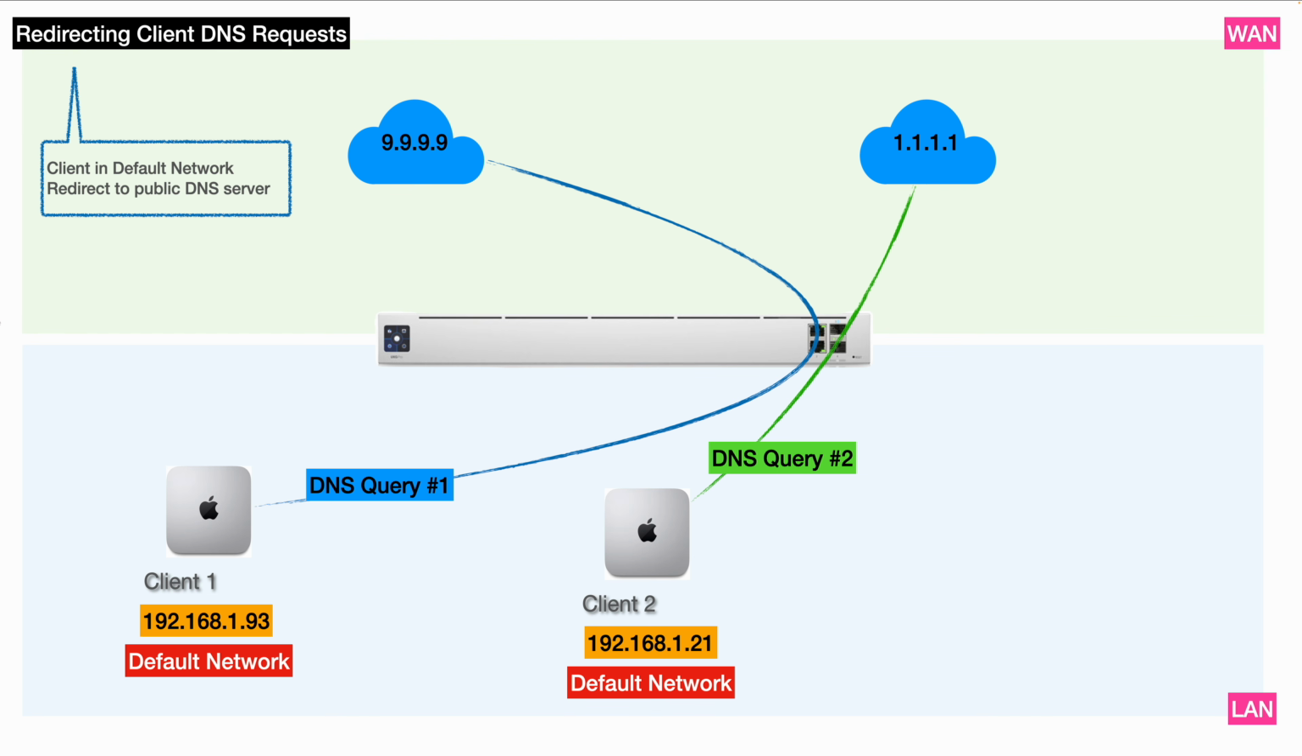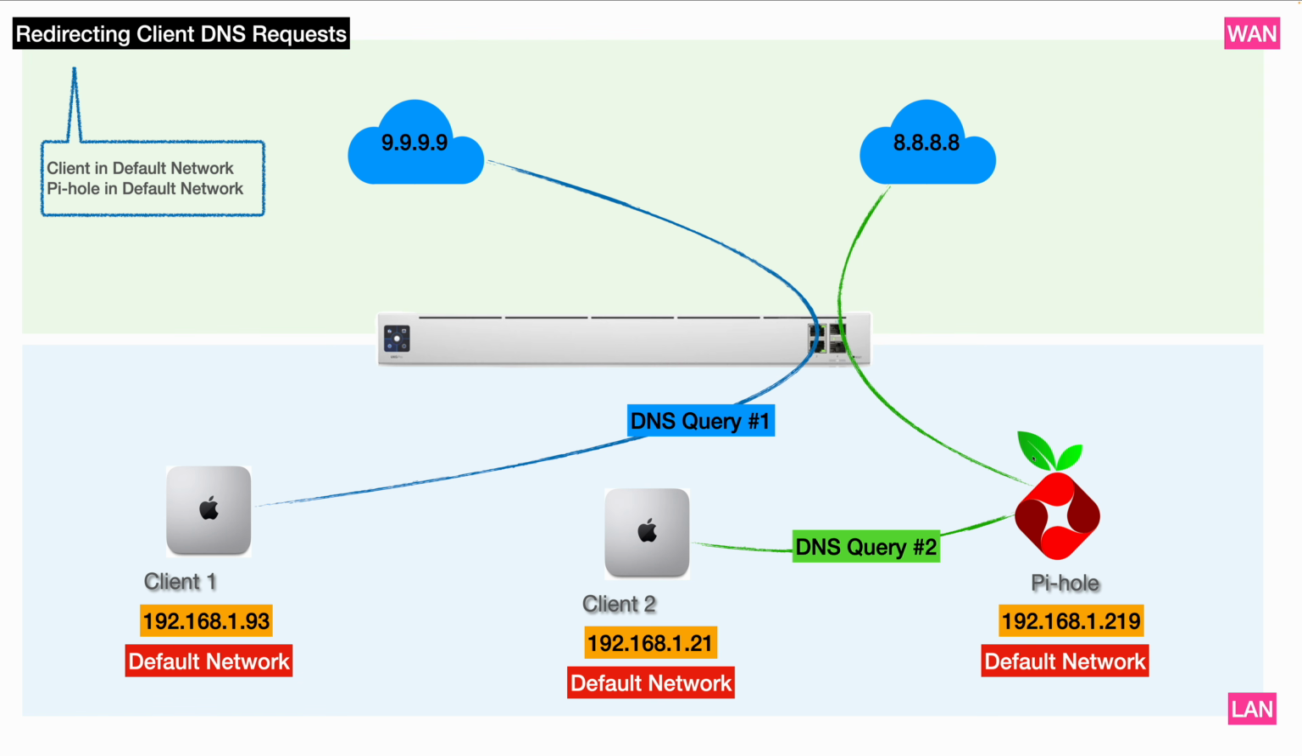So in this video, we will first talk about if your client is in the default network and you want to redirect the DNS query to a public DNS server, whether it works. Then we will see, instead of using an external public DNS resolver, what if we use our own Pi-hole server inside our own network. Then we will see what if your Pi-hole server is not in the default network. In the end, we will see what if your client is in a custom VLAN instead of the default network, whether the DNAT rule still works.